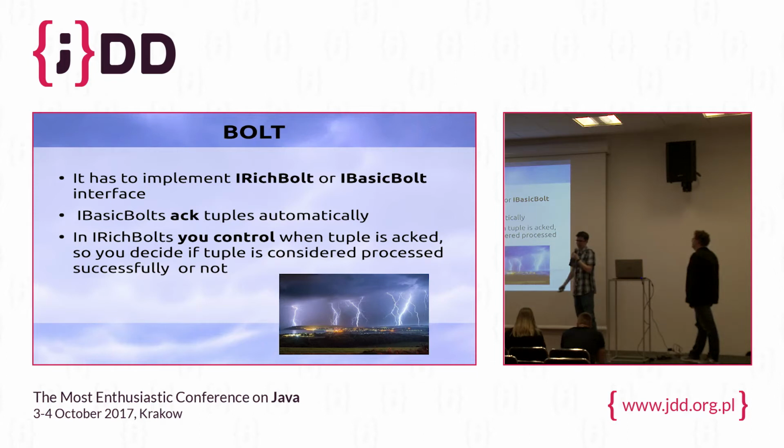And the idea is that in IBasicBolts, you've got a method that is processing your single tuple, and after calling it and returning from this method, the tuple is acknowledged as successfully processed automatically. On the other hand, in IRichBolts, you control when you acknowledge that the tuple was processed successfully. You can do it at the beginning of the processing method, or in the middle. You can fail the tuple when you think that it was processed unsuccessfully. So you've got full control over tuple processing, acking and failing them.